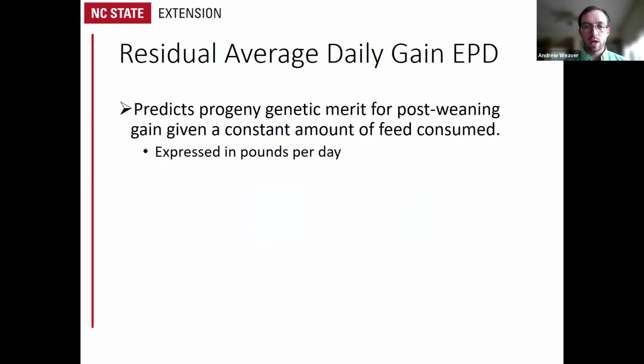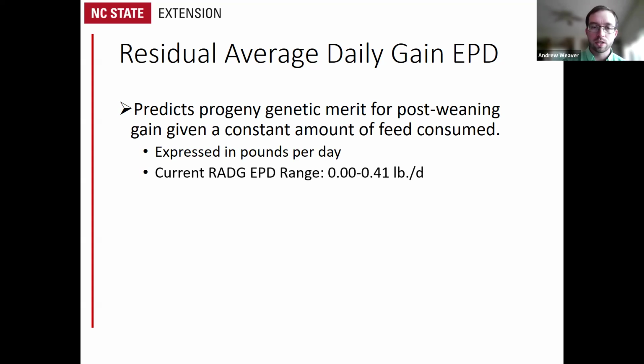So just a quick cattle example to depict this residual average daily gain trait. In the Angus business, they have an EPD for residual average daily gain already, something we do not have in the sheep industry at this point. And it's going to predict progeny genetic merit for post-weaning gain, given a constant amount of feed consumed. It's expressed as an average daily gain trait, in pounds per day. So the current range for residual average daily gain is 0 to 0.41 pounds per day.